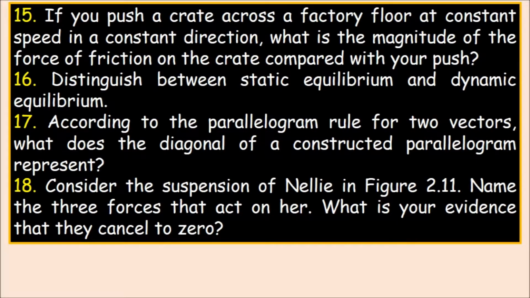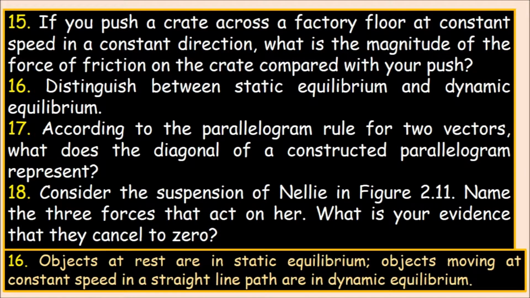Distinguish between static equilibrium and dynamic equilibrium. Static equilibrium is when the forces are 0 at rest, and dynamic equilibrium is when something is at a constant speed, as is the answer here. Objects that are at rest are in static equilibrium; if they're moving at constant speed, that's dynamic equilibrium.